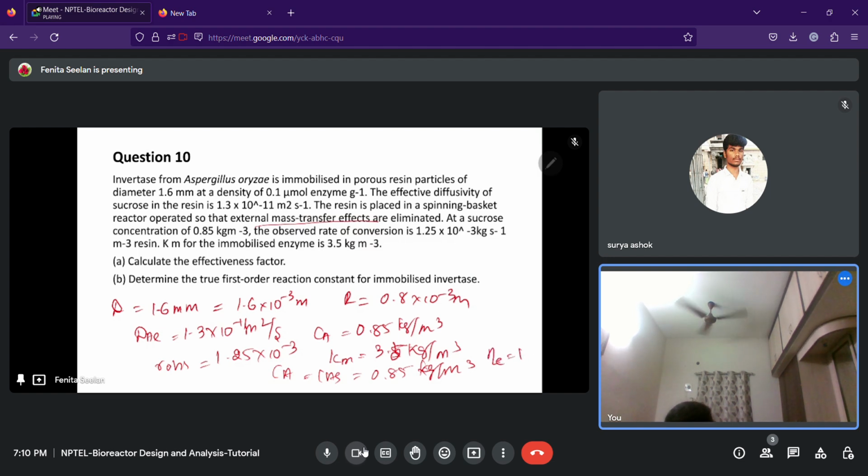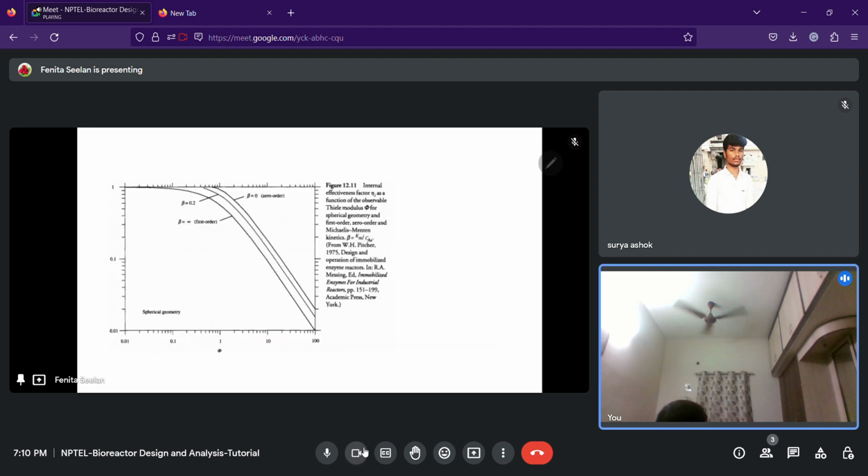So we can calculate the beta. How do we calculate beta? If you remember, beta can be calculated from your Km value and your C As, which is 3.5 divided by your C As 0.85, right? What is that? Around 4.12.